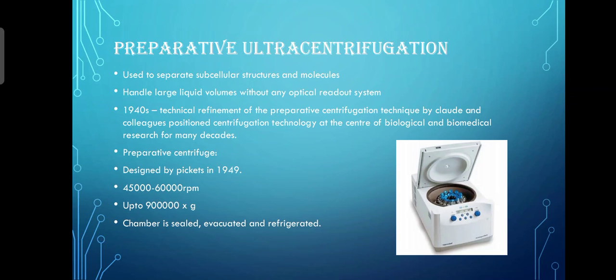The first type of ultracentrifugation is preparative ultracentrifugation. It is used for separation of subcellular structures and biomolecules, or it is generally used for biological materials for subsequent biochemical investigation, that is cell organelles, proteins, nucleic acids, polysaccharides, liquid droplets or other living particles. It can handle large liquid volume without any optical readout system.